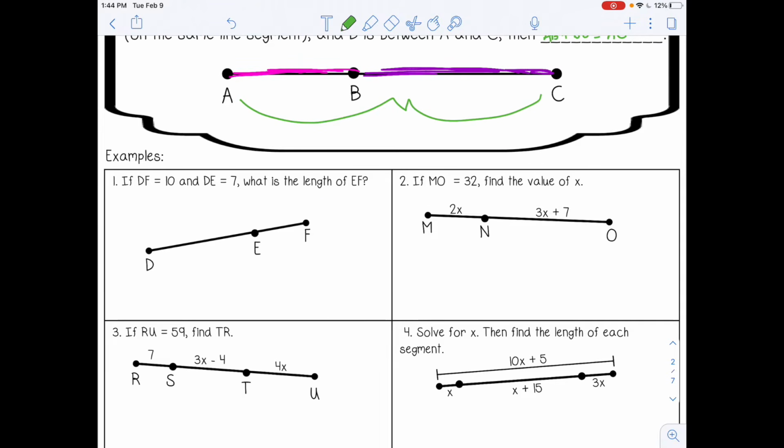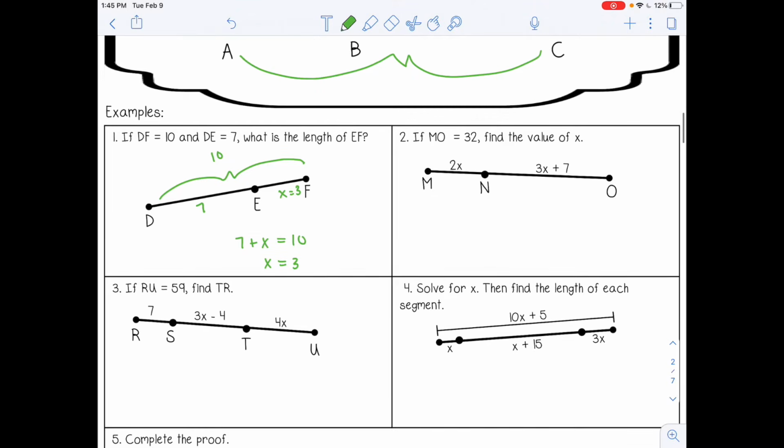All right, so let's look at some examples. If DF equals 10 and DE equals 7, what is the length of EF? The whole line segment has a length of 10. DE has a length of 7. So we want to find EF. Using the segment addition postulate, we know that 7 plus whatever the length of EF is equals the whole thing, 10. So subtract 7 on both sides.